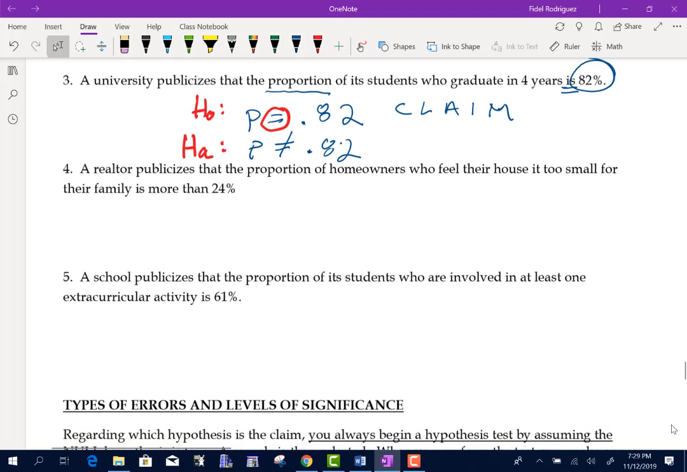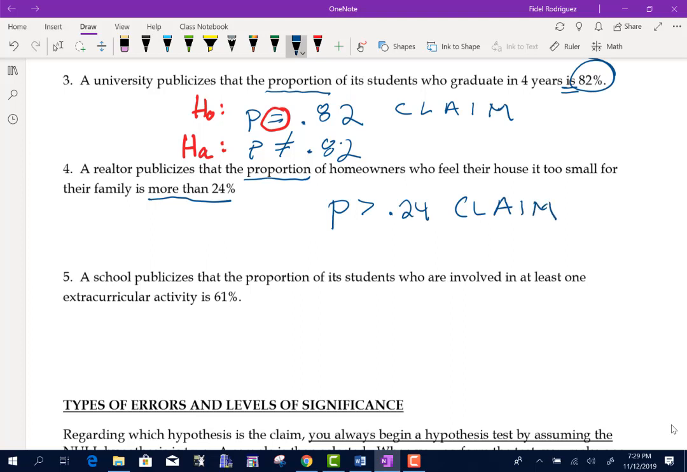Alrighty. Let's take a look at number 4. It says a realtor publicizes that the proportion of homeowners who feel their house is too small for their family is more than 24%. Okay, so look guys, we're still talking about what? Proportion. So I'm going to put P. What does more than mean? Greater than 0.24. Okay, this is the claim. This is what they're stating.